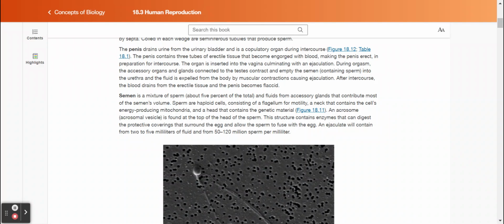The penis drains urine from the urinary bladder and is a copulatory organ during intercourse. The penis contains 3 tubes of erectile tissue that become engorged with blood, making the penis erect in preparation for intercourse. The organ is inserted into the vagina, culminating with an ejaculation. During orgasm, the accessory organs and glands connected to the testes contract and empty the semen, containing sperm, into the urethra, and the fluid is expelled from the body by muscular contractions causing ejaculation. After intercourse, the blood drains from the erectile tissue and the penis becomes flaccid.